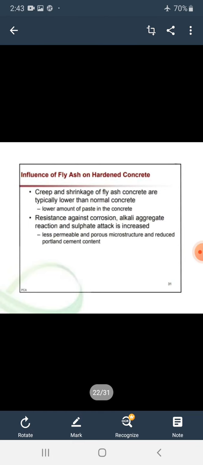Next, influence of fly ash on hardened concrete. Creep and shrinkage of fly ash concrete are typically lower than normal concrete, due to the lower amount of paste in the concrete. Resistance against corrosion, alkali aggregate reaction and sulfate attack is increased, with a less permeable and porous microstructure and reduced Portland cement content.